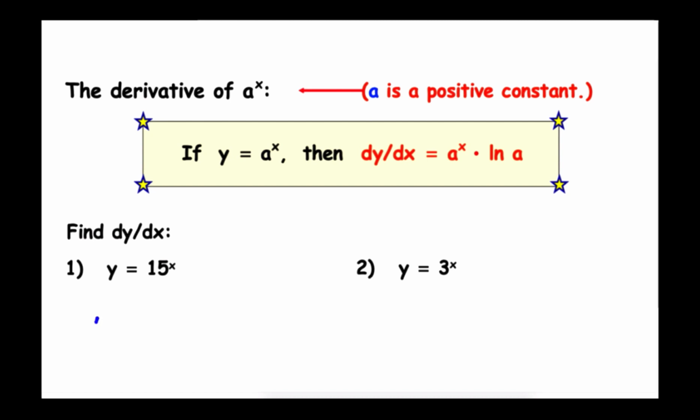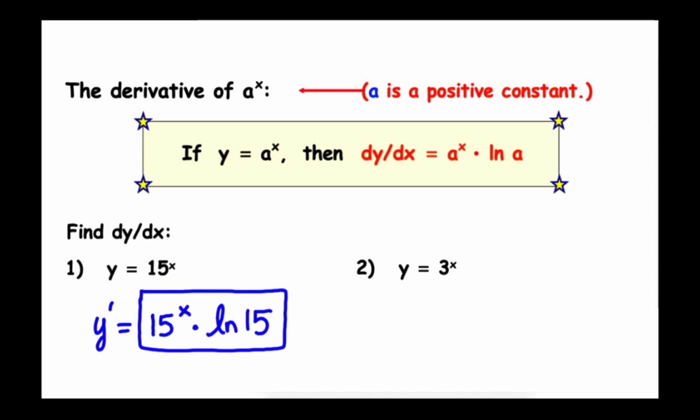So in number 1, when you take the derivative, y prime, it's still going to be 15 to the x, just like when we had e to the x. But then we have to go times natural log of 15. And that's our answer. In a similar fashion, the answer to number 2 would be 3 to the x times the natural log of 3.